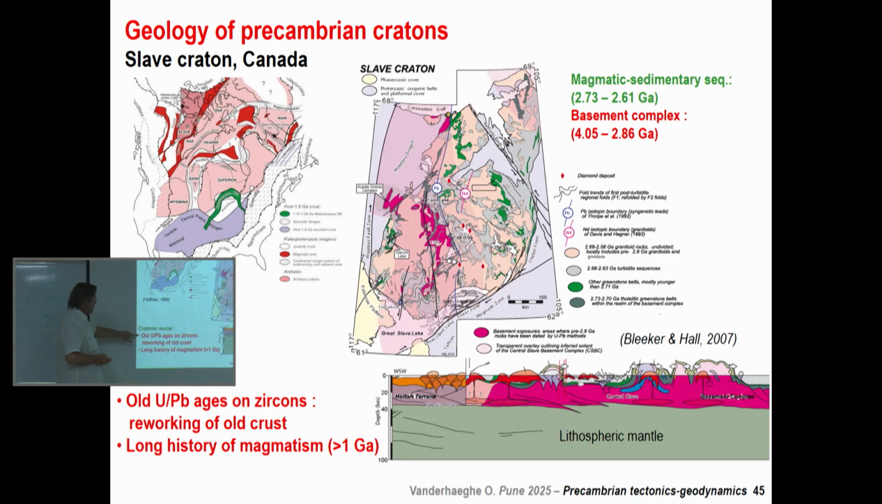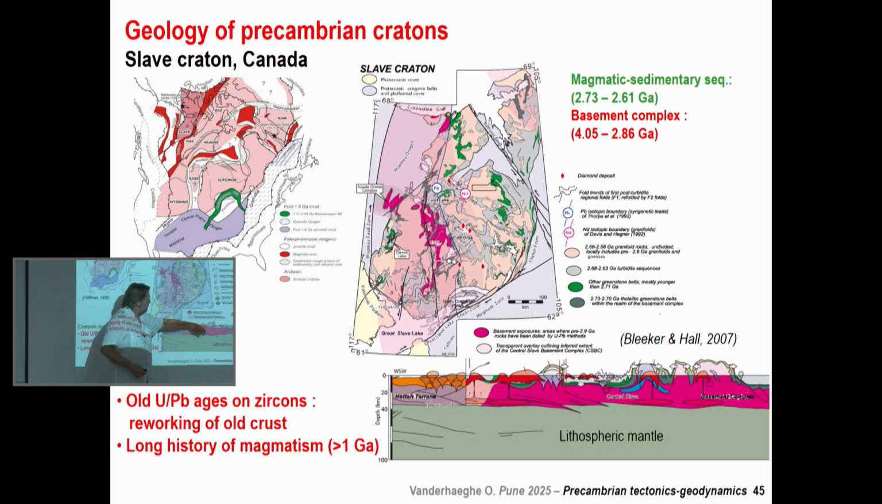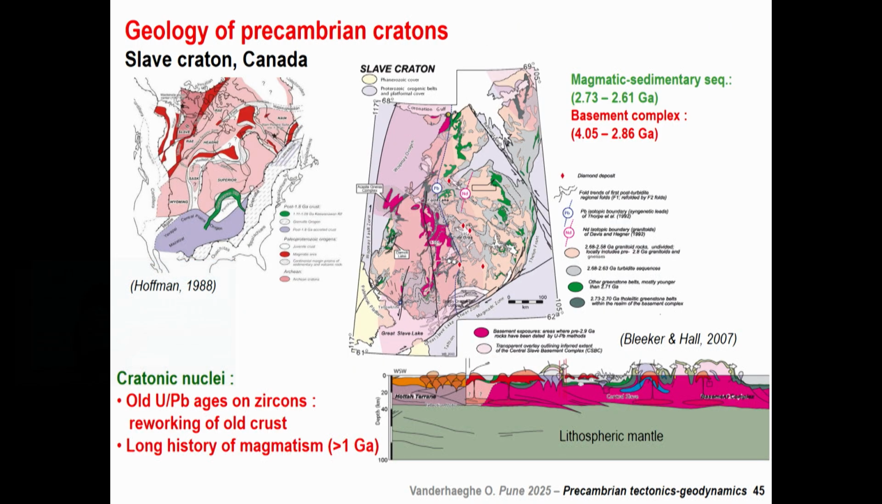So what does it mean? Does it mean that we have reworking of that old crust for that time period, from 4 to 2.8? Or is it a long history of magmatism over 1 billion years? You see the cross-section, it's over several hundreds of kilometers. So how to explain this long history of magmatism and at the same time over very large surfaces, wide areas?